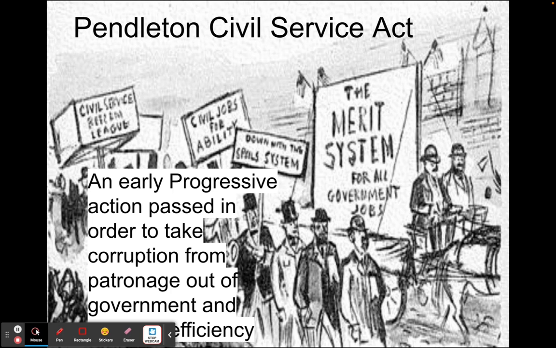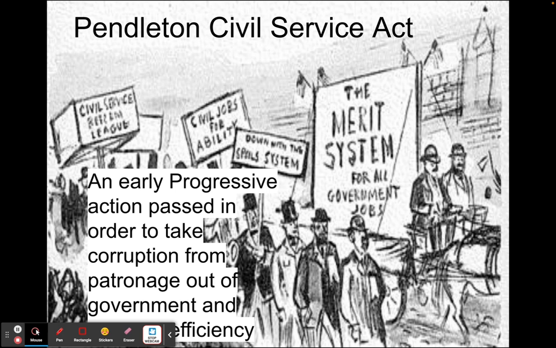So basically, this is the beginning of the civil service exam that's actually still in place today. If you want to work for the government as a firefighter or a police officer or another job like a postal worker, you have to take the civil service exam. And the score that you get on the civil service exam determines what type of jobs you can get for local government.